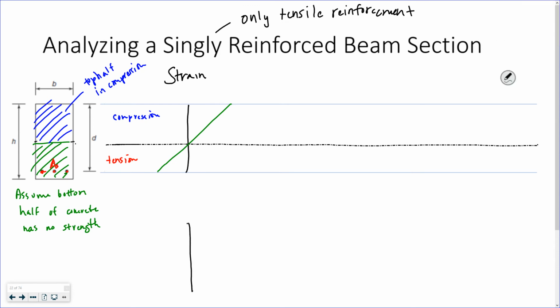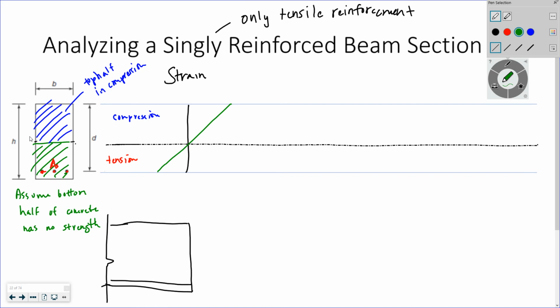This is my cross-section, right? We cut our beam, this is elevation. We cut our beam right here. This is my steel reinforcement at the bottom. It's running horizontally. The rest of this is my concrete.